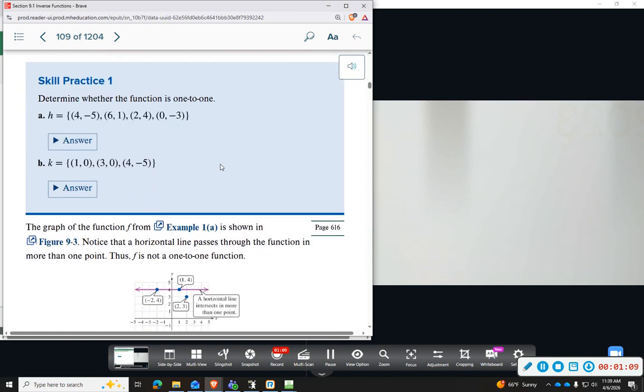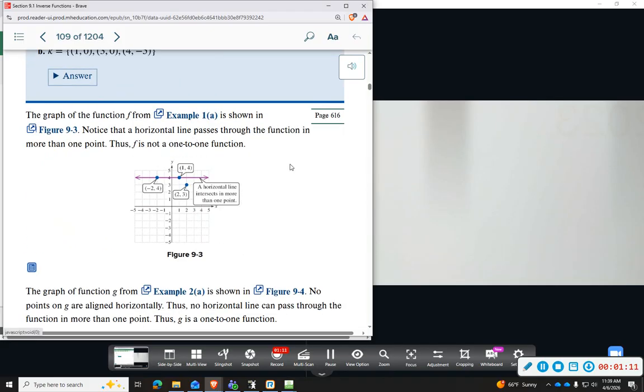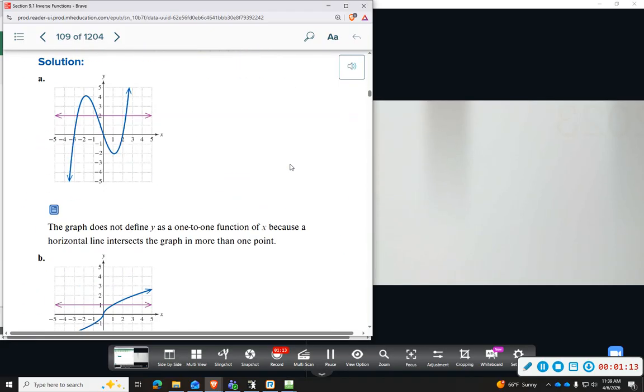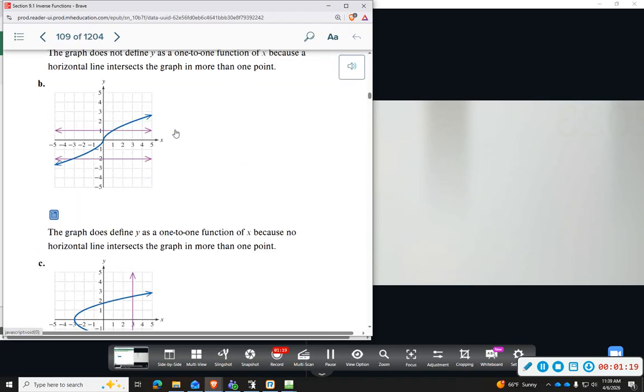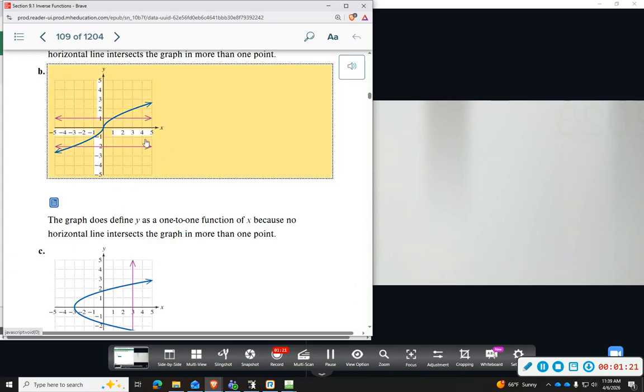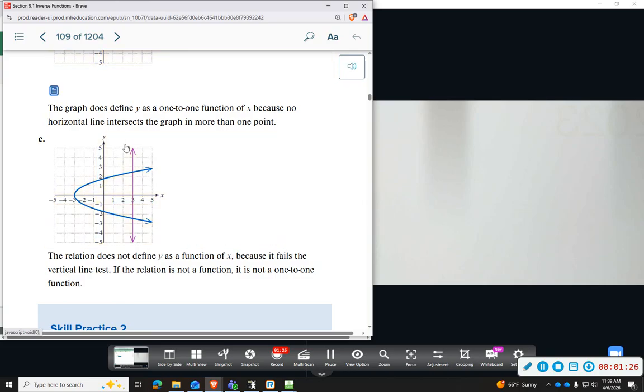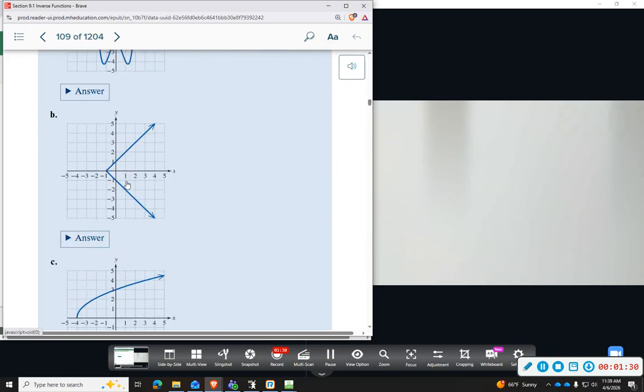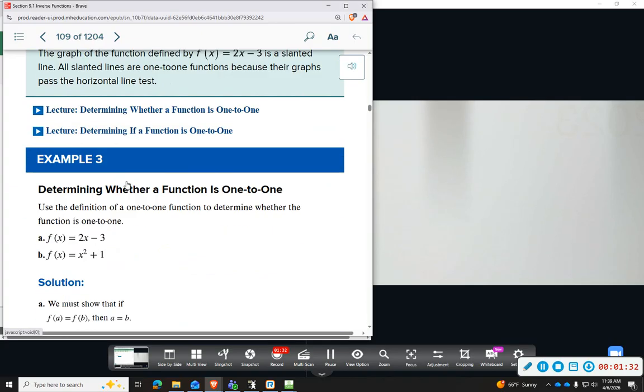We can check again with graphs. There's a horizontal line and a vertical line test. I'm just skipping through. If a horizontal line crosses the graph more than once, it is not one-to-one. If a vertical line crosses more than once, it's not one-to-one. So this one would be one-to-one. So you have those two tests, horizontal and vertical.